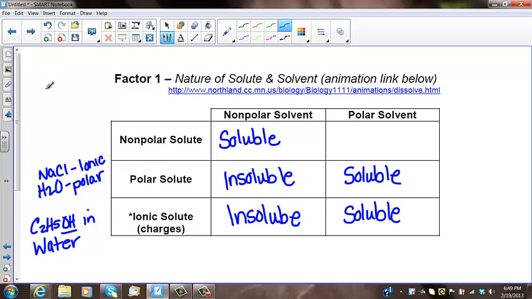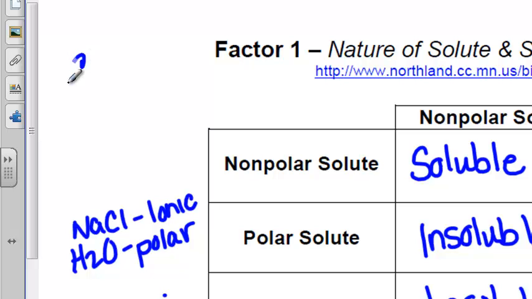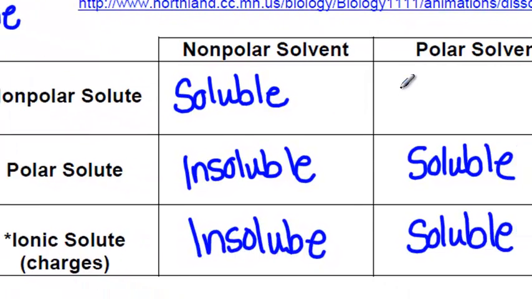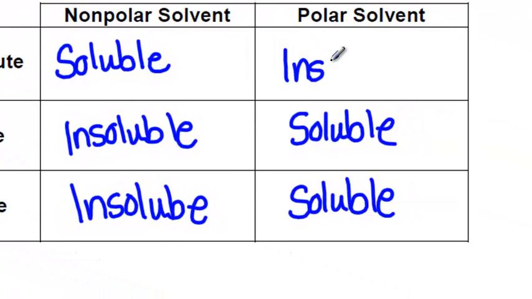So for example, I could take methane and I could place it in propane, which is also nonpolar, and it would be soluble. And I can't take a nonpolar and put it in a polar because those do not agree, and that would be insoluble. So let's take a moment and just look at this.